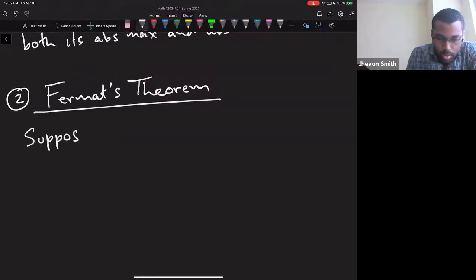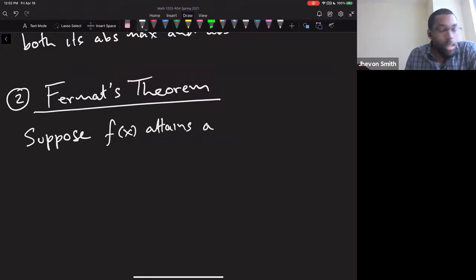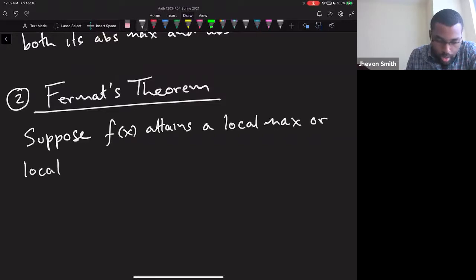Suppose f of x attains a local max or local min at x equals x naught.